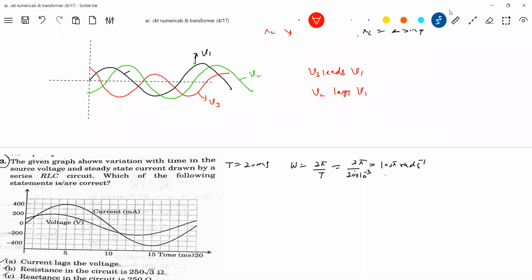What about V3 and V2? Any relationship between them? Definitely what will happen? Which is V3? That color is V3. V3 leads V1, V2 lags V1. So V3 leads V2. That lead lag, able to understand now? If they give a curve, you just take help of this condition here.